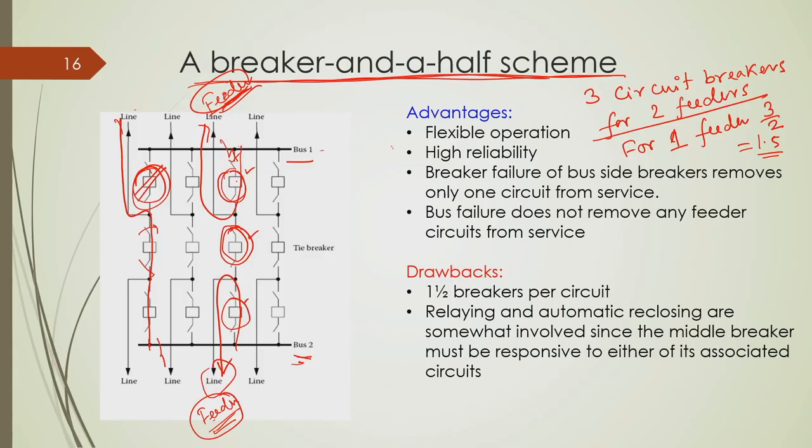Okay. So, which is mentioned over here, flexible operation, higher reliability, breaker failure does not have any problem, bus bar failure does not have any problem for any feeder. Okay. But the drawback is again we need 1.5 breakers per circuit. So, per feeder we need 1.5 breakers, more than one breaker, which is more costly. Okay. Also, as I said many times, the protection arrangement would also be complicated.